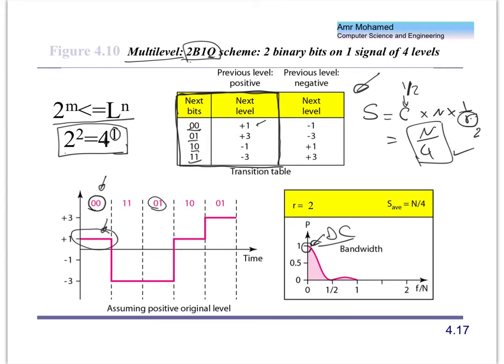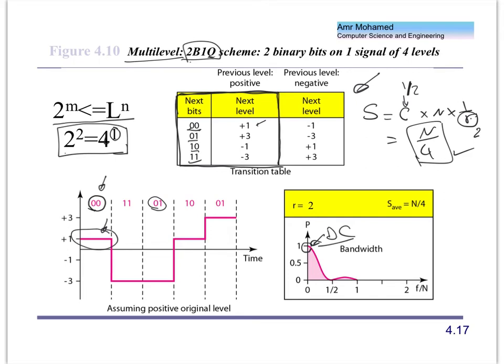So the baseline wandering still exists. If you have the same pattern repeatedly, then again you have baseline wandering. You have no self-synchronization because you have no transition in the signal that gives you any information to adjust your clock. So again, the self-synchronization is not there.